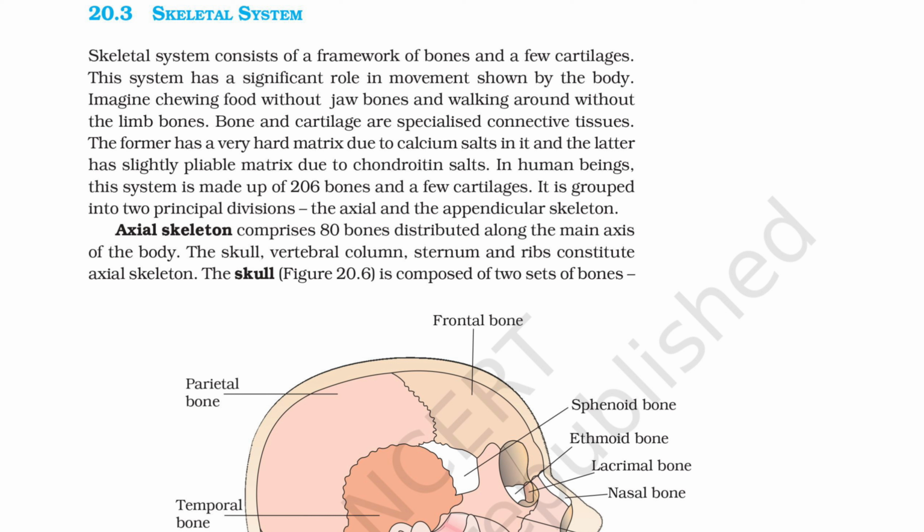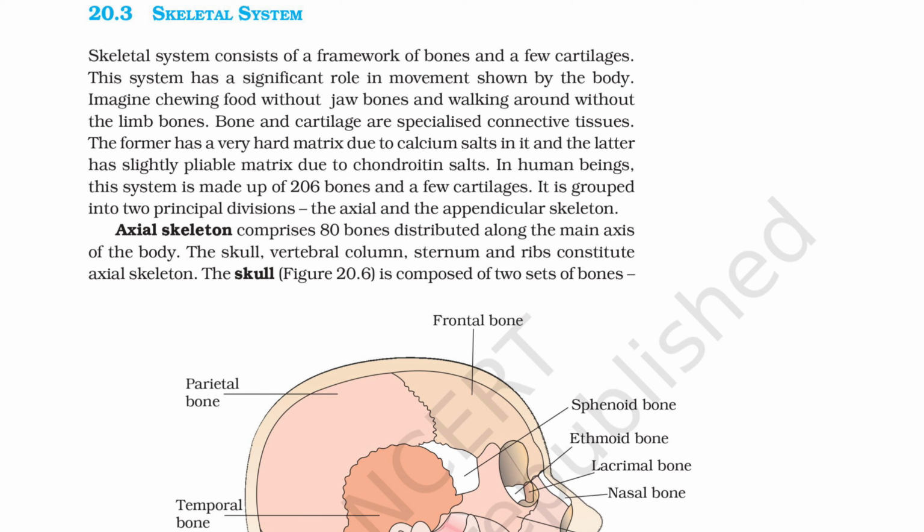Skeletal system. The skeletal system consists of a framework of bones and a few cartilages. This system has a significant role in movement shown by the body. Imagine chewing food without jaw bones and walking around without the limb bones. Bone and cartilage are specialized connective tissues. The former has a very hard matrix due to calcium salts in it, and the latter has a slightly pliable matrix due to chondroitin salts. In human beings, this system is made up of 206 bones and a few cartilages.